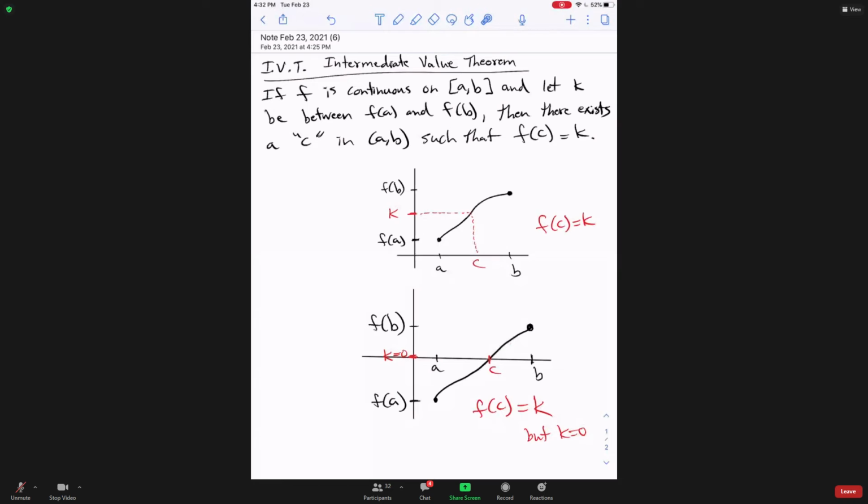Now, let me do an example again where I actually demonstrate the intermediate value theorem, and then I'll pick an equation where I can actually find it for you as well. Give me a second to look through my notes.